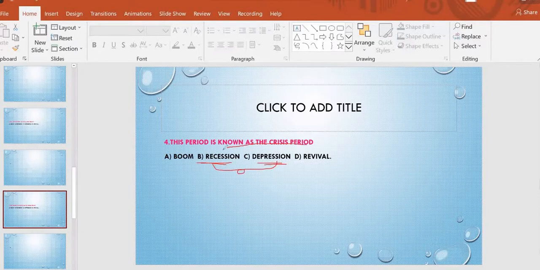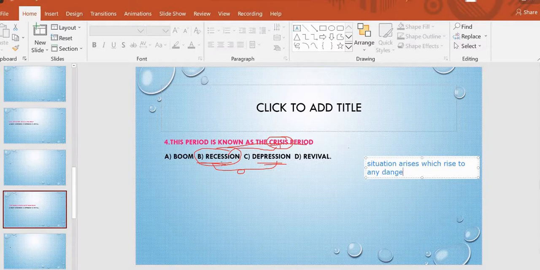The answer is recession. Why we call this a crisis period is, first we have to know what is crisis. When do we call a particular period a crisis period? When a situation arises which gives rise to any danger that has to happen. Now the danger itself will arise from recession itself. All the economic activities will start reducing, production reduces, profit reduces, investment level reduces. So all these things start reducing from recession itself. That is why we call the recession period a crisis period.